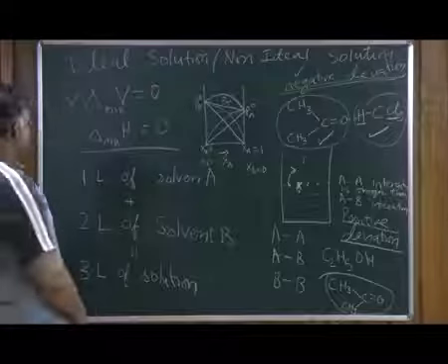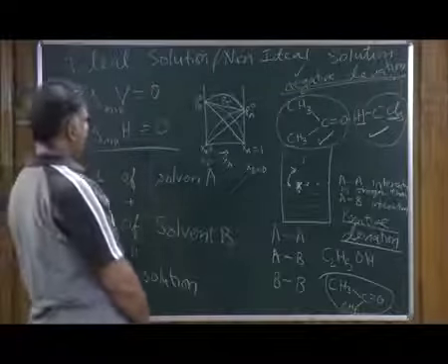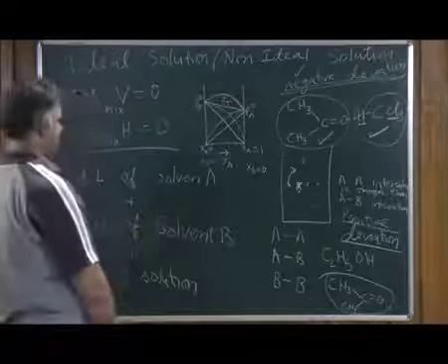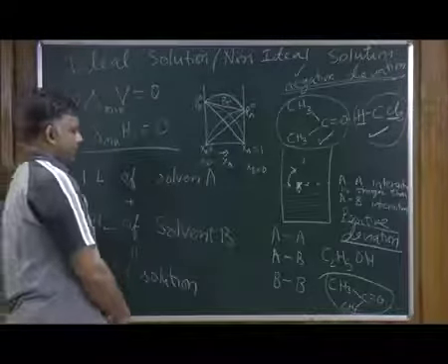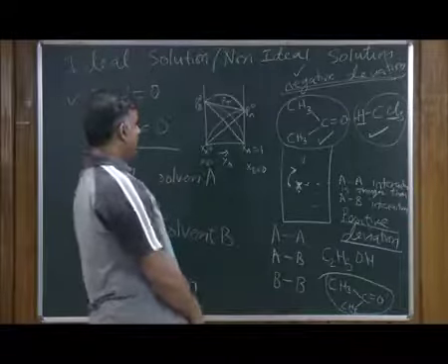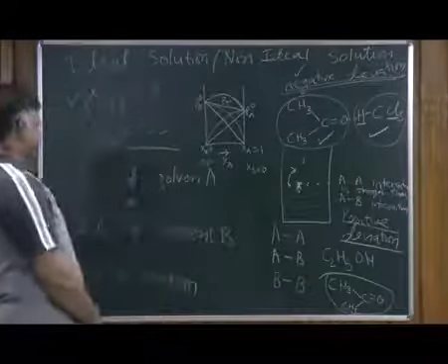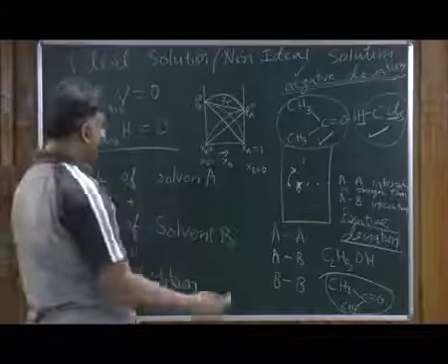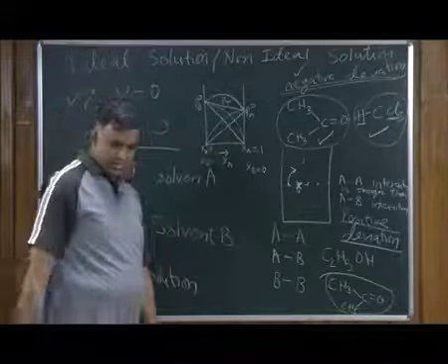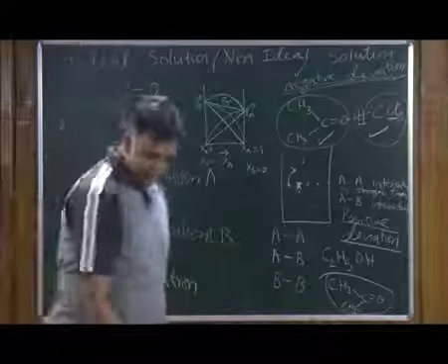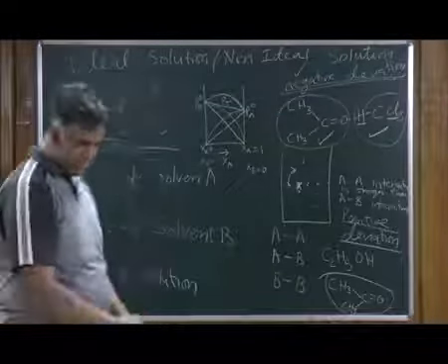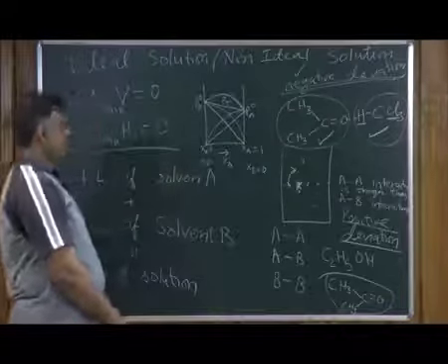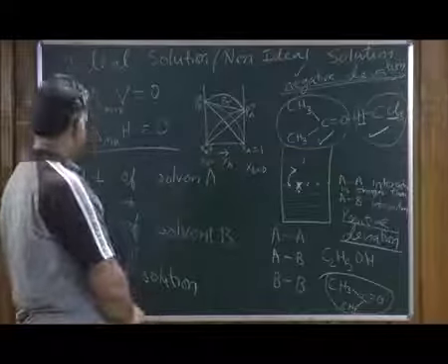So, we can see by looking at the interaction between the components, we can kind of guess in which direction the vapor pressure would change, whether it is going to be a negative deviation or positive deviation. Okay. When we have a very large deviation in a binary solution, then they form what is called azeotropes.